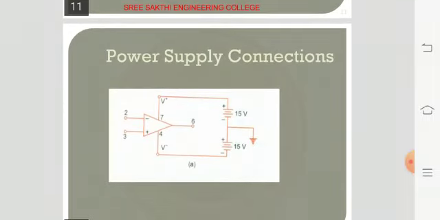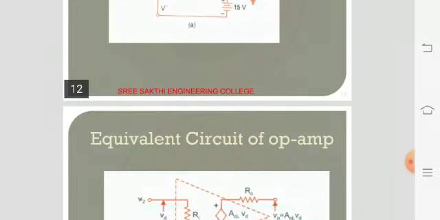Next one, power supply connections. You give the negative connection to pin number 4 and the positive connection to pin number 7 in order to turn on the IC. You can give the input to pin 2. If we give the input to 2, then 3 will be grounded, and vice versa. If you give the input to 3, then 2 will be grounded. You get the output at pin number 6. So 15 volt is required for both V plus and V minus while you are doing the experiments.